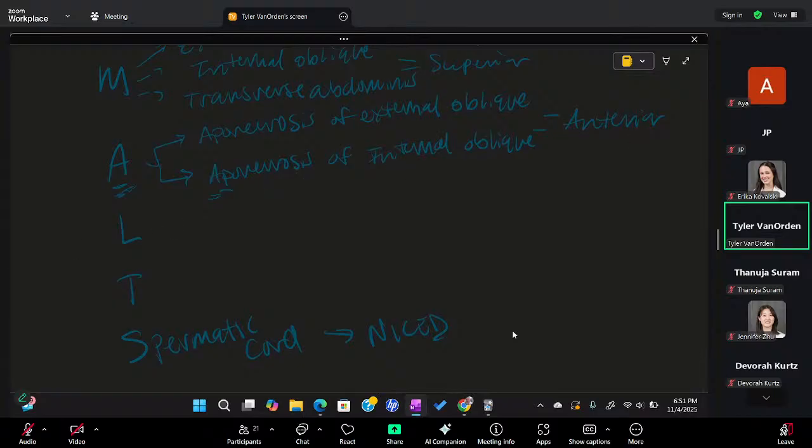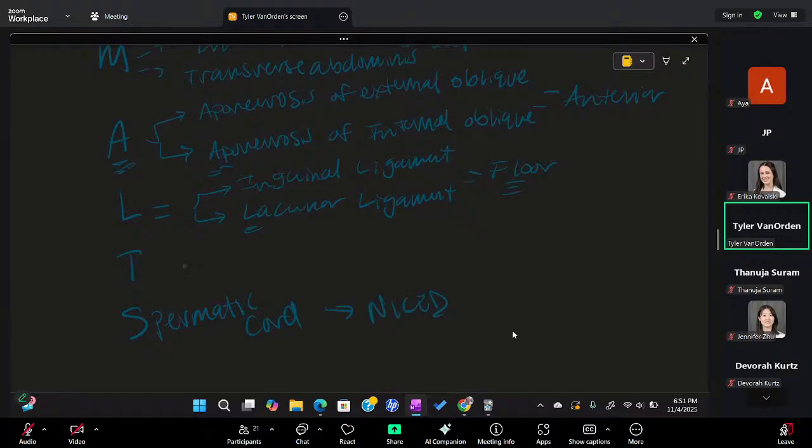L is for ligament. Okay, so there are two ligaments. The inguinal ligament, you all know where that is. We talked about that in MSK for a little bit. And then the lacunar ligament. So this L helps you for a number of reasons. You know it's for ligaments, you know it's the lacunar, but it also makes up the floor. And there's an L in floor. And then T, that's for the posterior aspect.